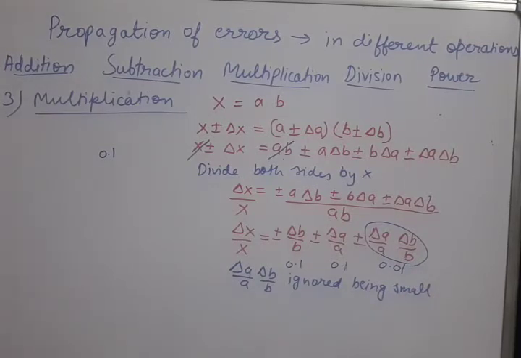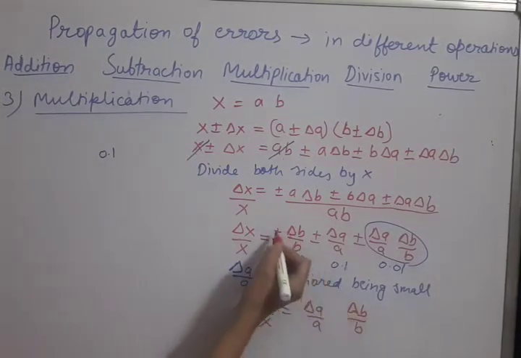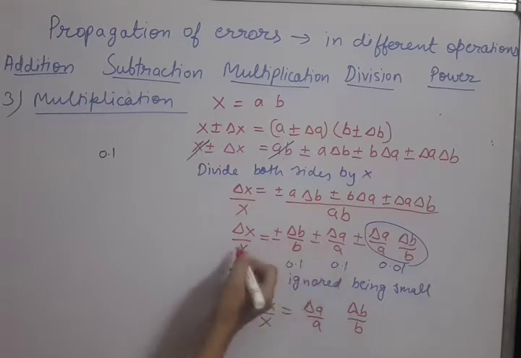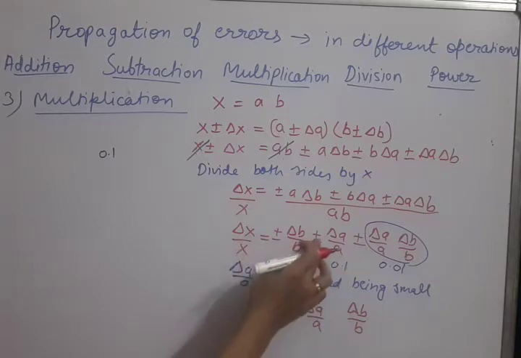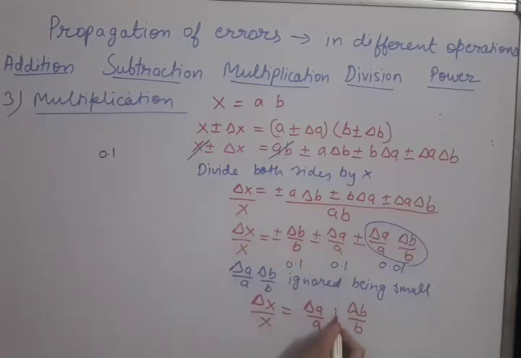And lastly, we will write the answer as delta x by x equal to delta a by a plus delta b by b. Here also, as I have told you, for maximum possible error, we have to always take plus sign. So here also plus, here also plus. So this is the answer which is obtained for multiplication.